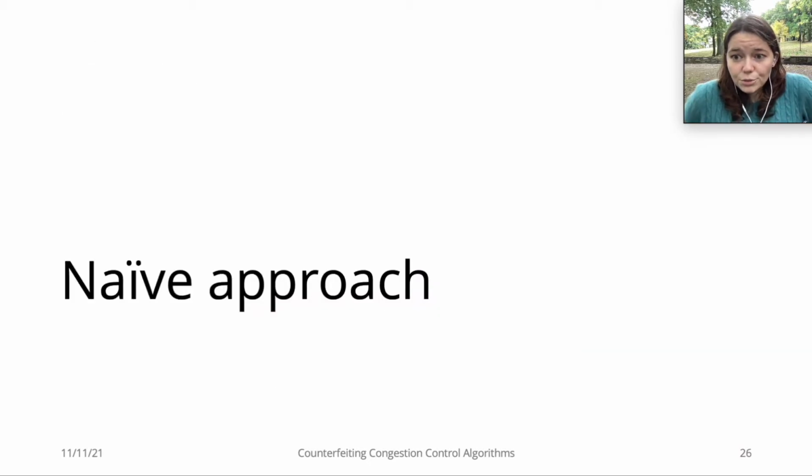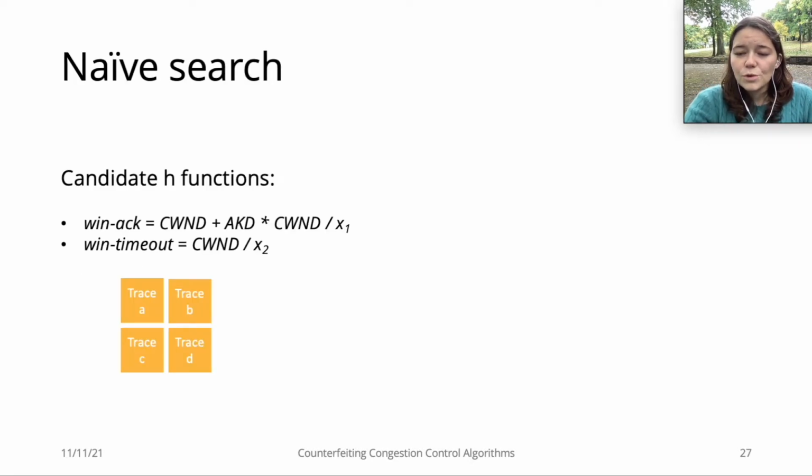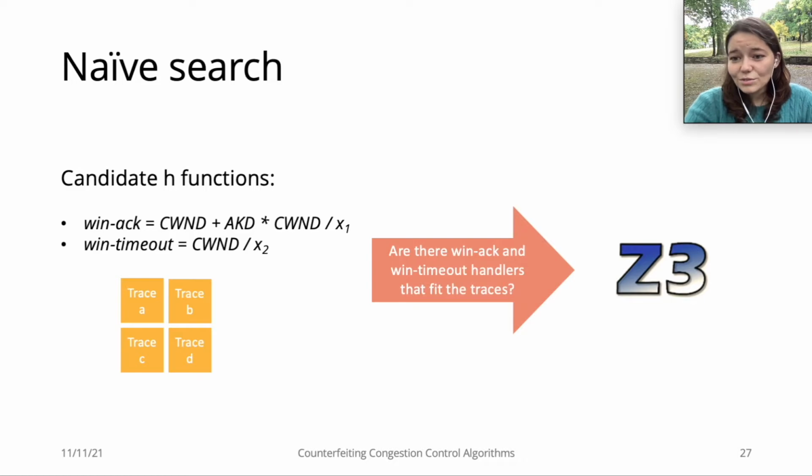Now that we have our formulation, we could try to apply a basic naive program synthesis method to the CCA domain. We start by enumerating candidate functions for the CCA handlers using the inputs and additional variables. Then we use an SMT solver, such as Z3, to answer the query: are there functions of this shape that fit all our collected network traces?